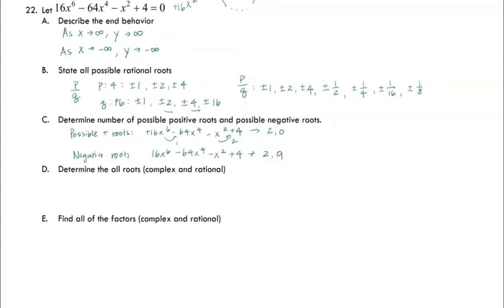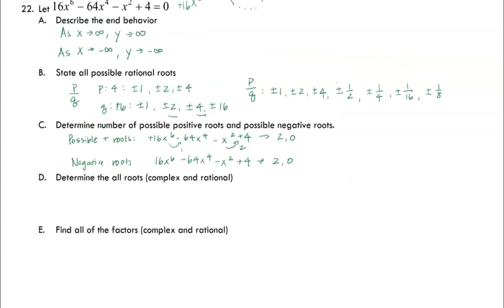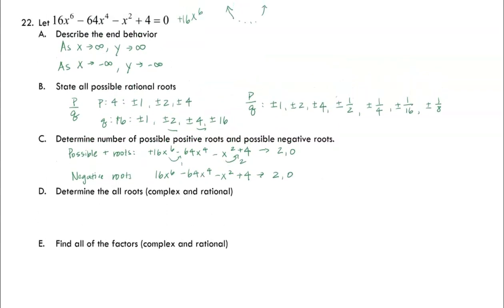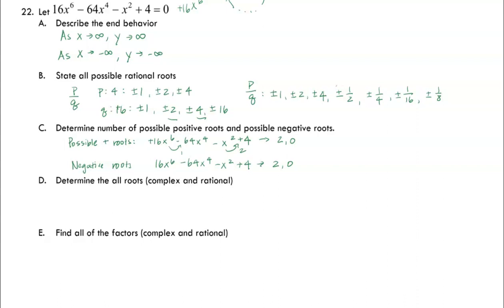Determine all the roots. We need 6 roots. Wow. Okay, let's go ahead and make our synthetic division. 16, that's x to the 6th. 0 for x to the 5th. Negative 64 for x to the 4th. 0. Negative 1. 0, 4.